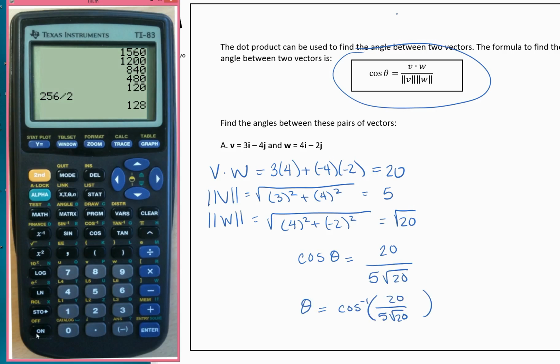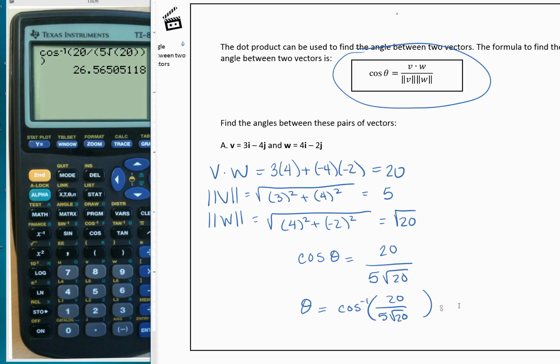Now I'm going to do this in degrees since we're going to use our calculator, and that's a little bit easier to see. And we're going to do cosine inverse of 20 divided by, in parentheses, we'll want to put our whole denominator in parentheses, 5 square root of 20. Okay, and we'll see that this is about 26.6 degrees.